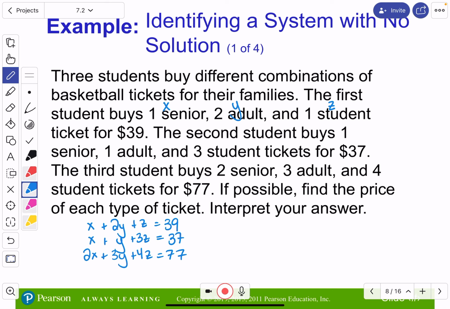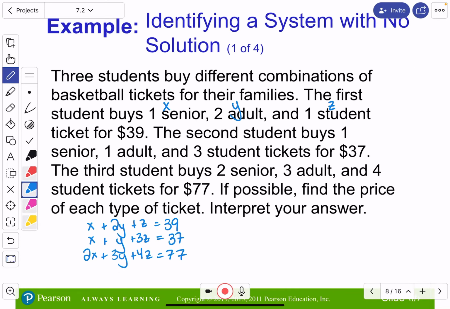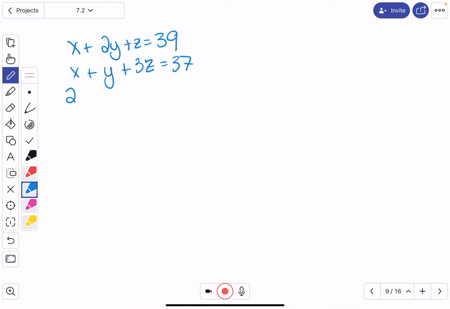So we're just going to solve these. So let's see. What do I want to get rid of? Why don't we get rid of the x's? So I'm going to rewrite these here. X plus 2y plus z equals 39. X plus y plus 3z equals 37. And 2x plus 3y plus 4z equals 77. All right, so I'm going to eliminate the x's. 2y minus y is y. Z minus 3z is negative 2z. And 39 minus 37 is 2.